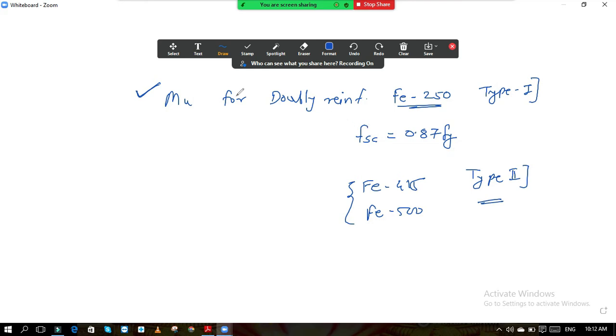If you have not seen the earlier problem, then please see the steps which we used to calculate the moment of resistance for the doubly reinforced section when Fe250 grade is there. The same steps will be repeated, with only a minor change for steel Fe415 or Fe500. The procedure is the same. Now we will take the numerical so that you will understand it better.